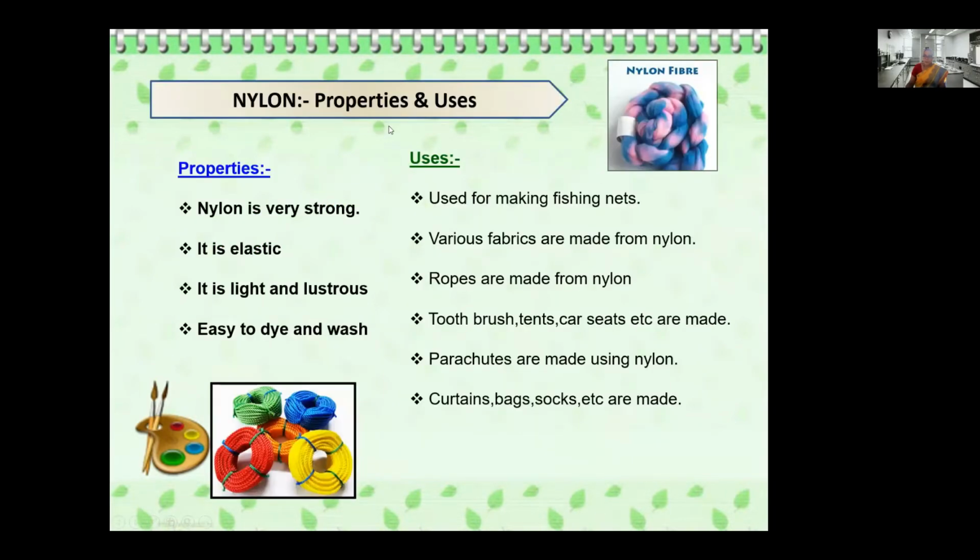Then nylon, properties and uses. What are the properties? Nylon is very strong. It is elastic. It is light and lustrous. It is easy to dye and wash.